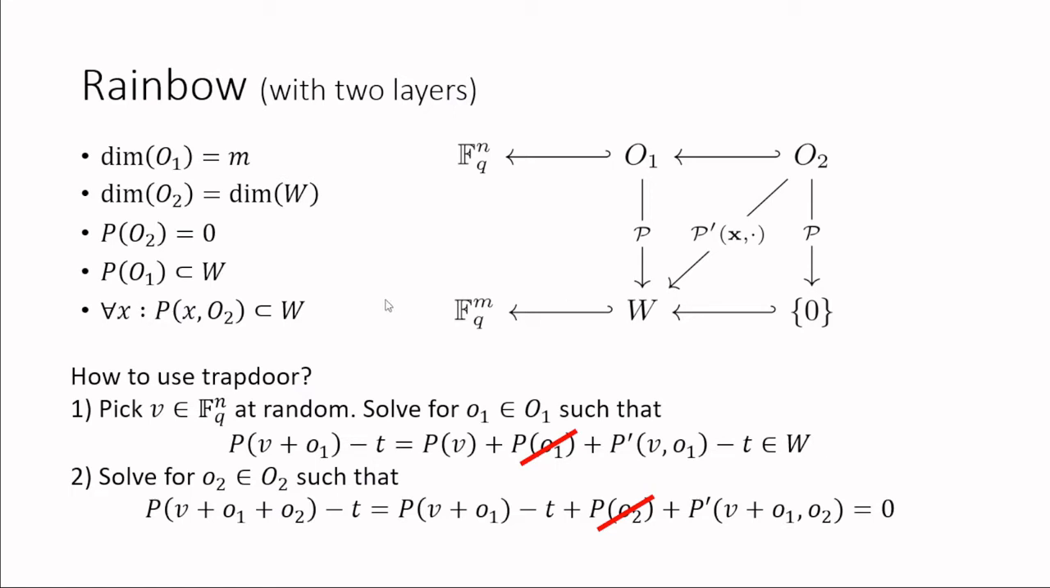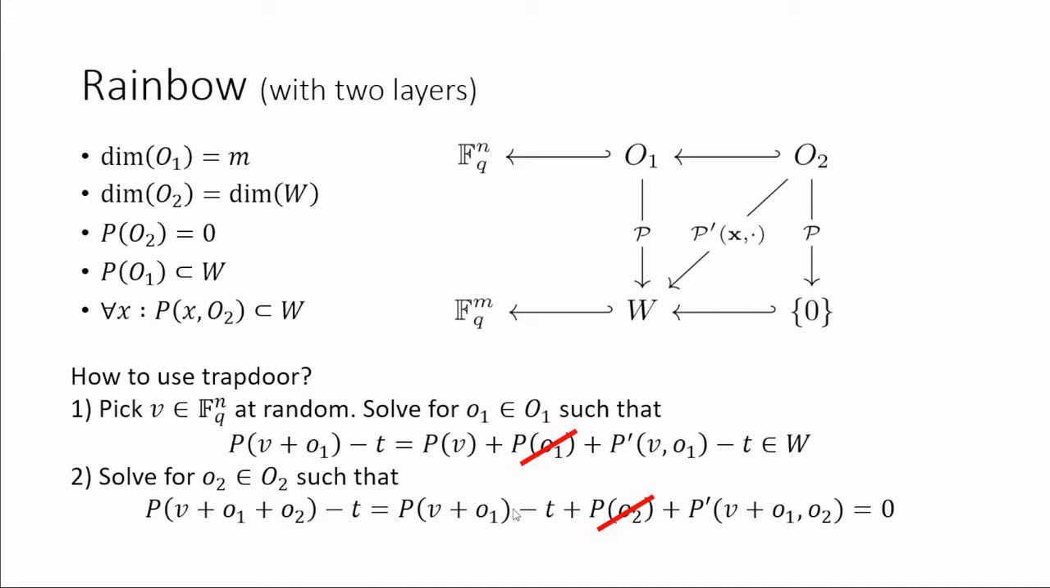So how do you do this? Well, as in the UOV case, again, you start by just picking a random V. And then we're going to solve for an O vector in O1. But this time, we're not going to try to get a solution immediately. We're just going to find a solution that is correct up to a vector in this space W. And again, using this differential, this comes down to solving a system of linear equations. And then once you have this solution V plus O1 that is correct up to W, we're going to solve for a vector O2 in the space O2 that is now an exact solution.